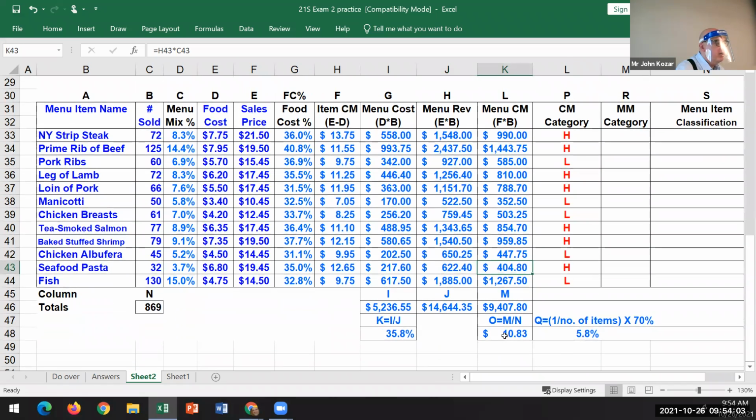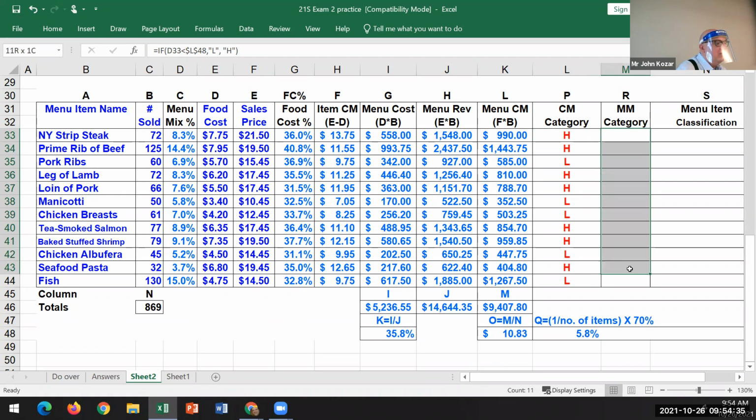That is comparing the average contribution margin to the item contribution margin. So if it's lower than 10.83, it's an L. If it's equal to or higher, it's an H. So we have H, H, L, H, H, L, L, H, L. Does that match what you have?